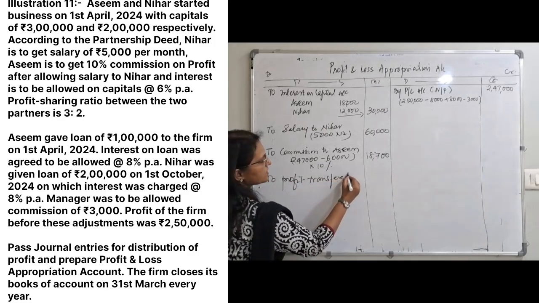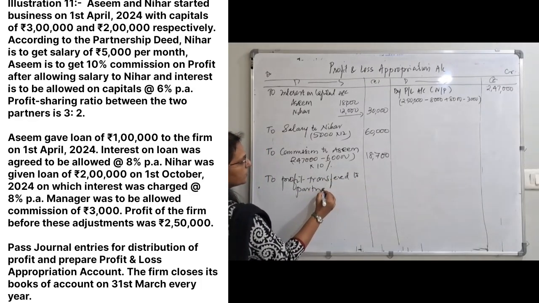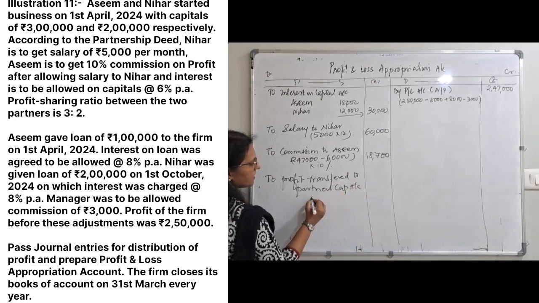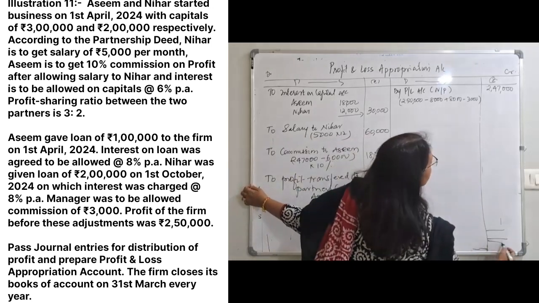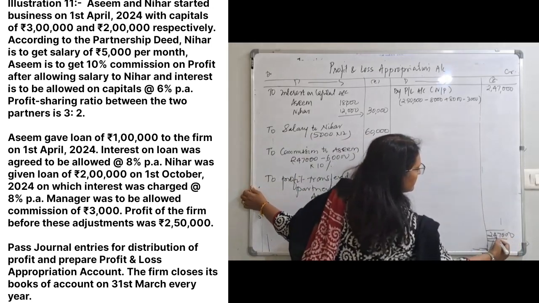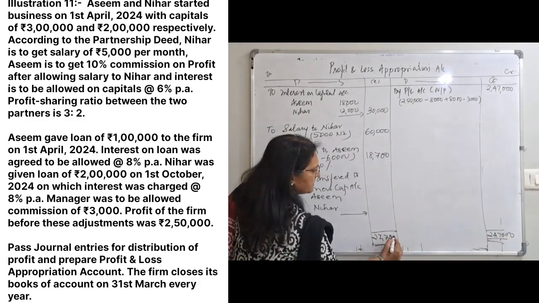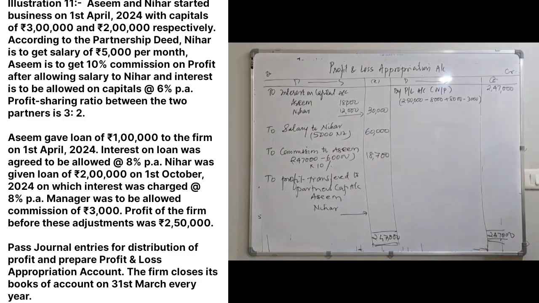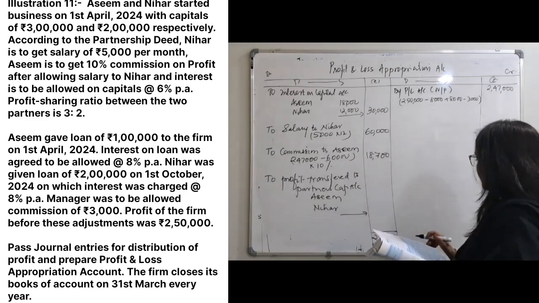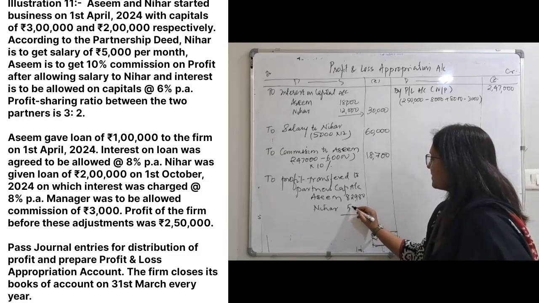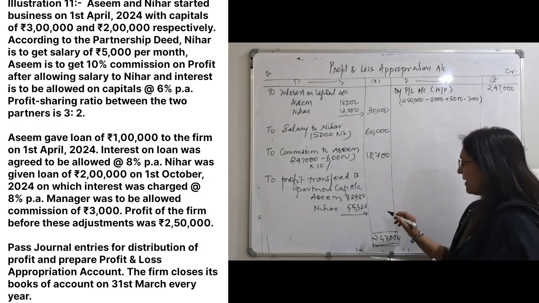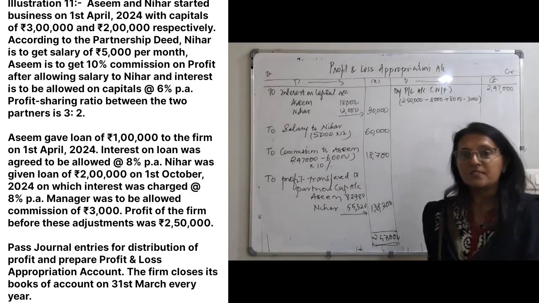Where are we going to transfer this profit? To partners capital account. Asim को कितना मिला and Nihar को कितना मिला. Total, take the totaling over here. This is 2,47,000. How much was that total? You have seen 82,980, and this was 55,320, which was 1,38,300. So with the help of journal entry, passing ledger is very easy.